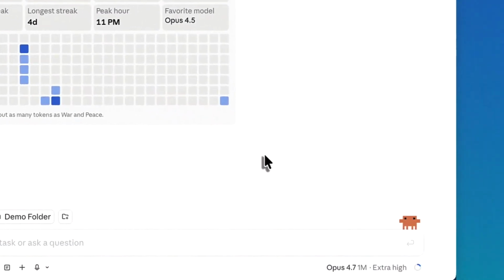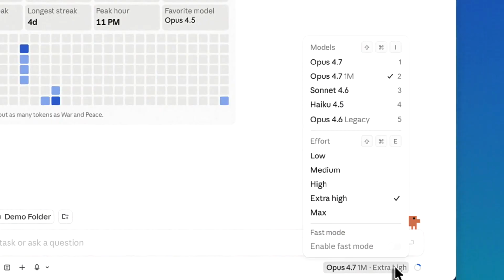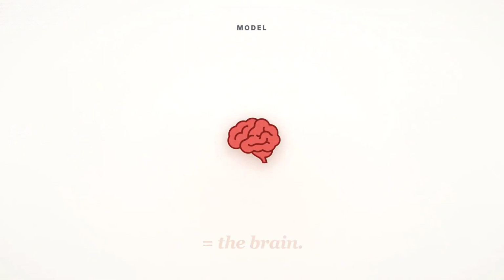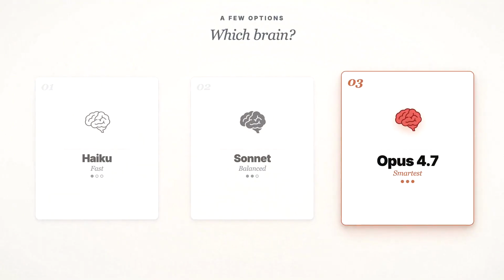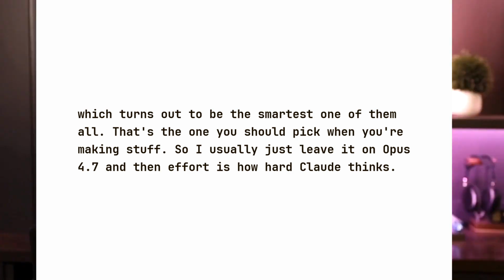Then over here, you can see it says model name on the bottom right. Well, when you click that, you see the models and the effort. Models is just the brain Claude will use. So here are a couple options, but for us, we're sticking with Opus 4.7, which turns out to be the smartest one of them all. That's the one you should pick when you're making stuff.